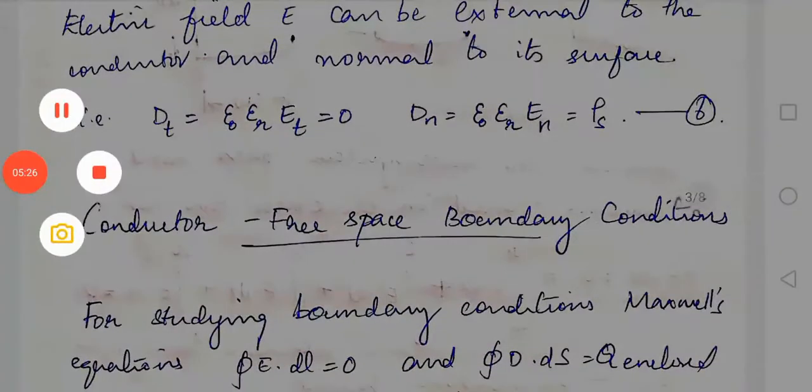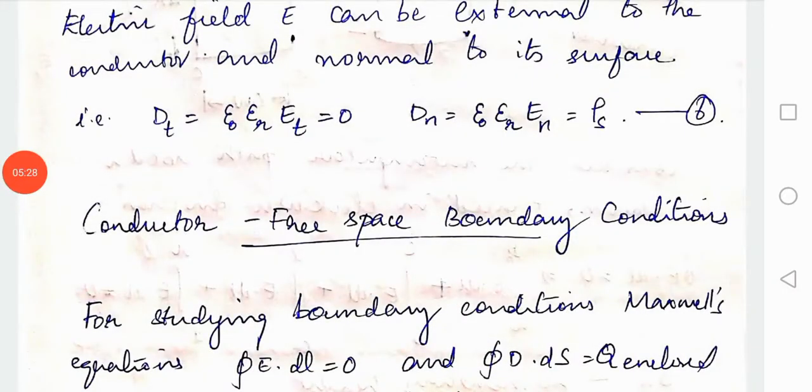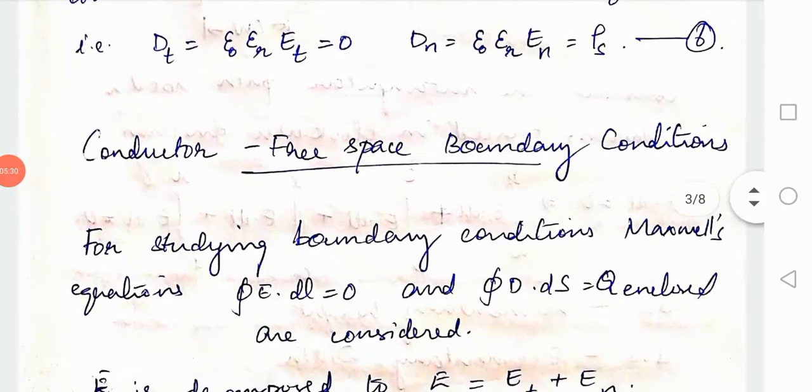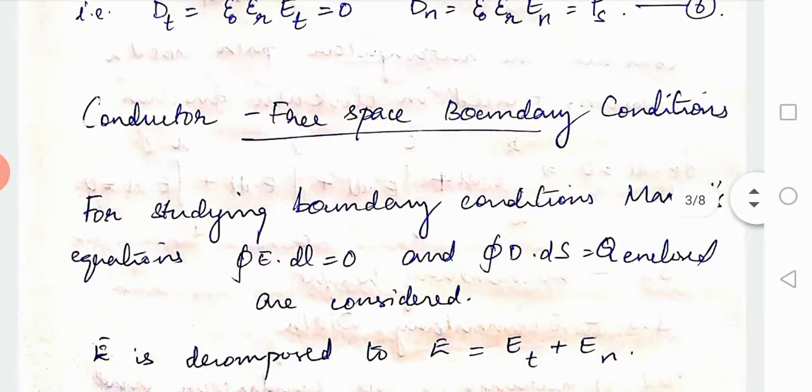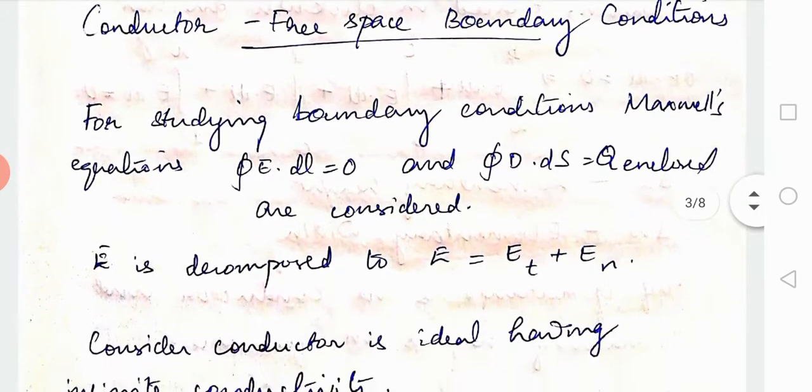Now next is the conductor free space boundary condition. Instead of dielectric and conductor, or dielectric and free space, we are considering the case of the conductor free space boundary condition. For studying this also, we are taking the same equations, integral E dot dl equal to 0 and integral D dot ds equal to q enclosed.